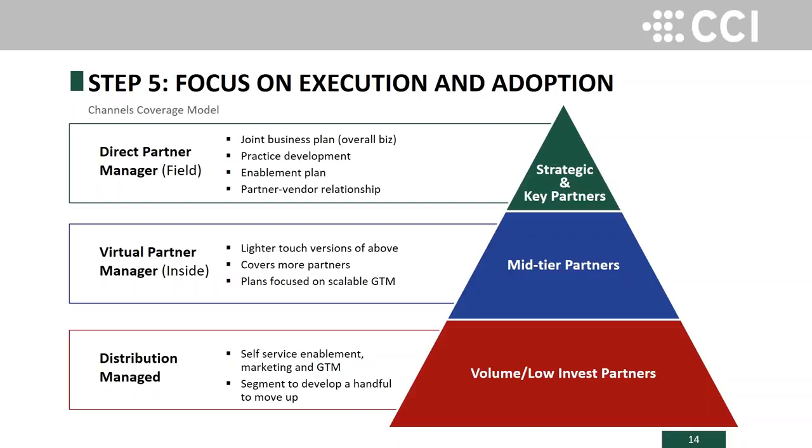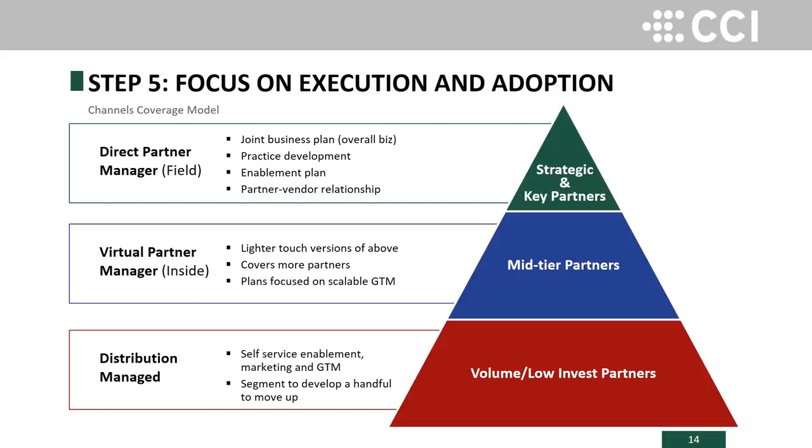And so this is a simple three-level model where it puts field partner account managers with your strategic and key partners, and they do things like a joint business plan, practice development, an enablement plan, and they manage the partner-vendor relationship with a defined set of partners. The ones that fall into the middle might be partners that you're working with in the mid-market that do significant volume there, but maybe not enough to have a full-time outside sales or direct field rep with them, and so you have an inside sales or inside channels function that manages lighter-touch versions of what the direct partner is doing with them.